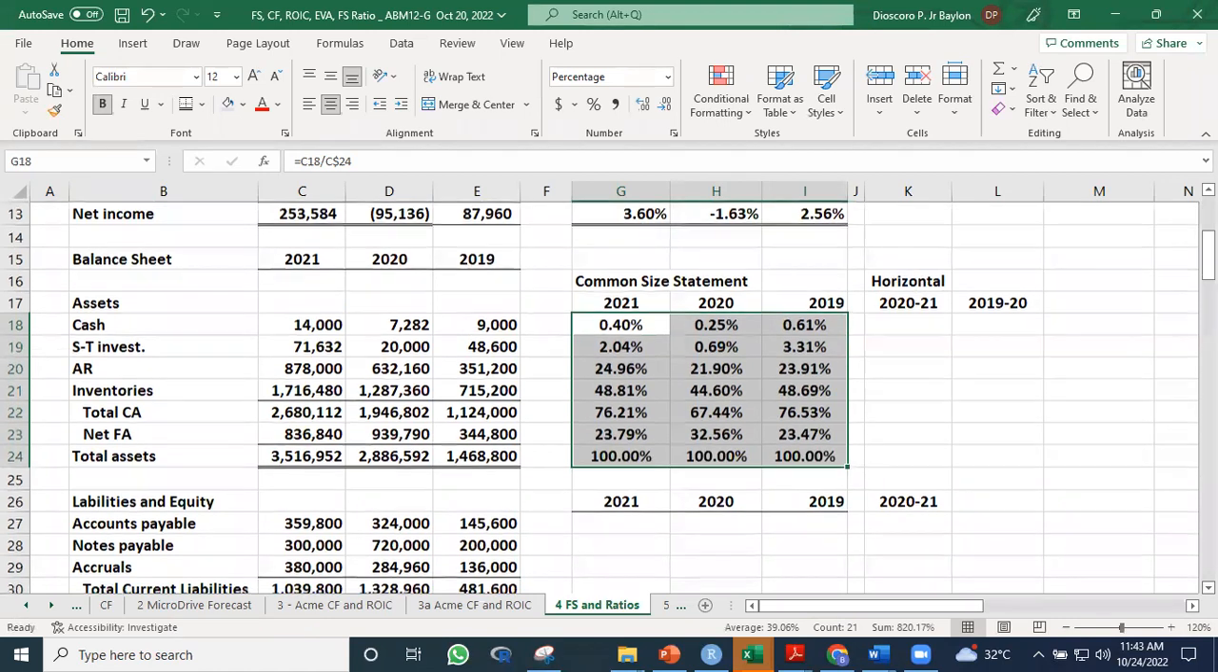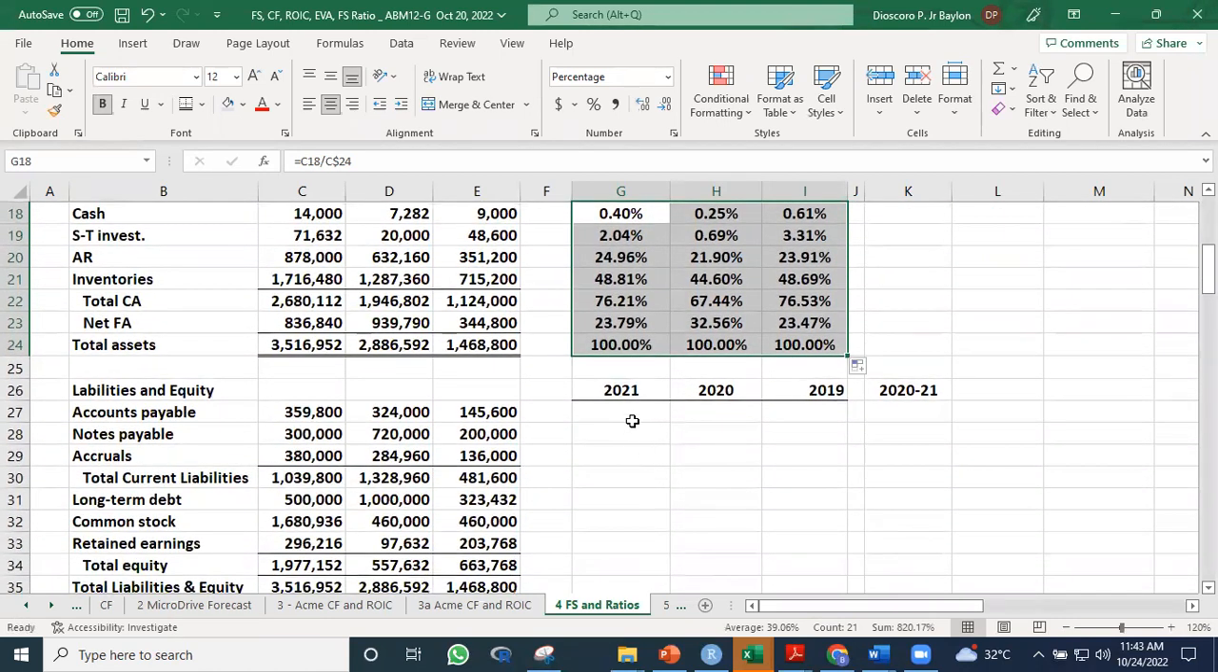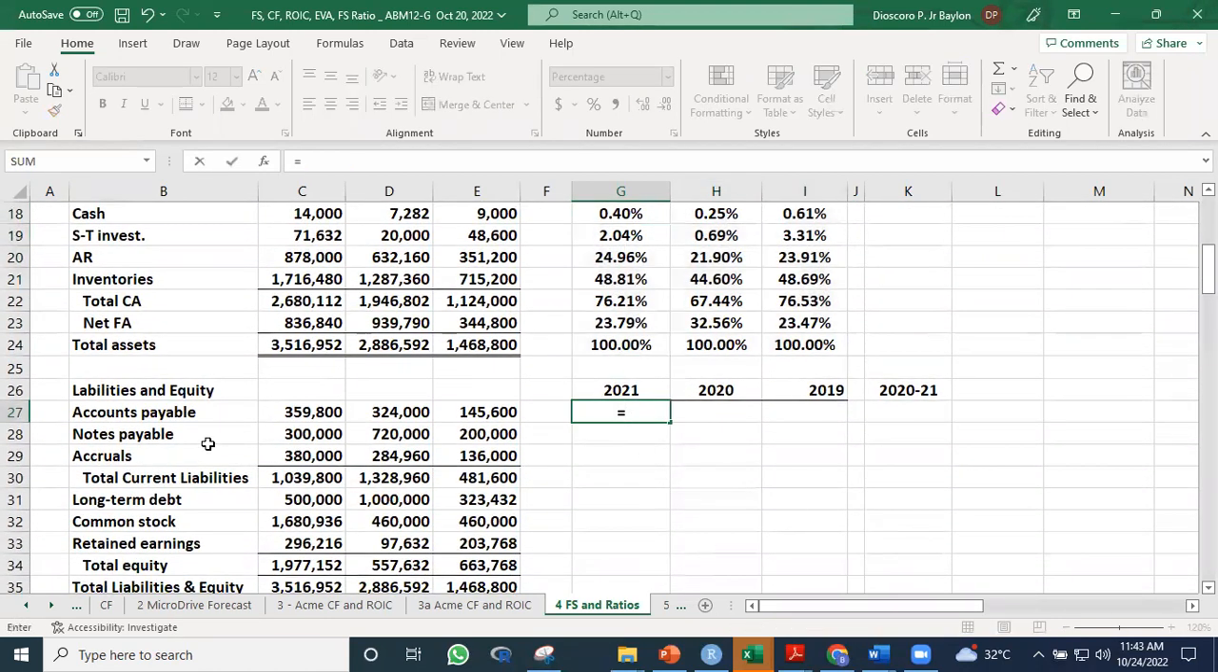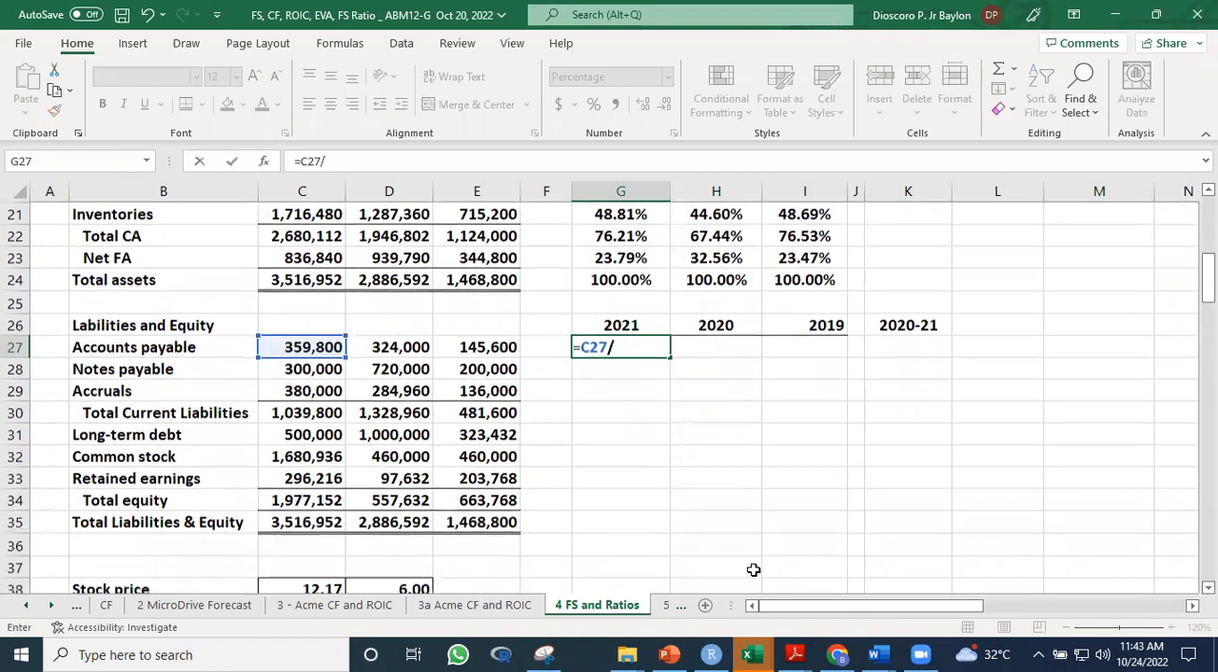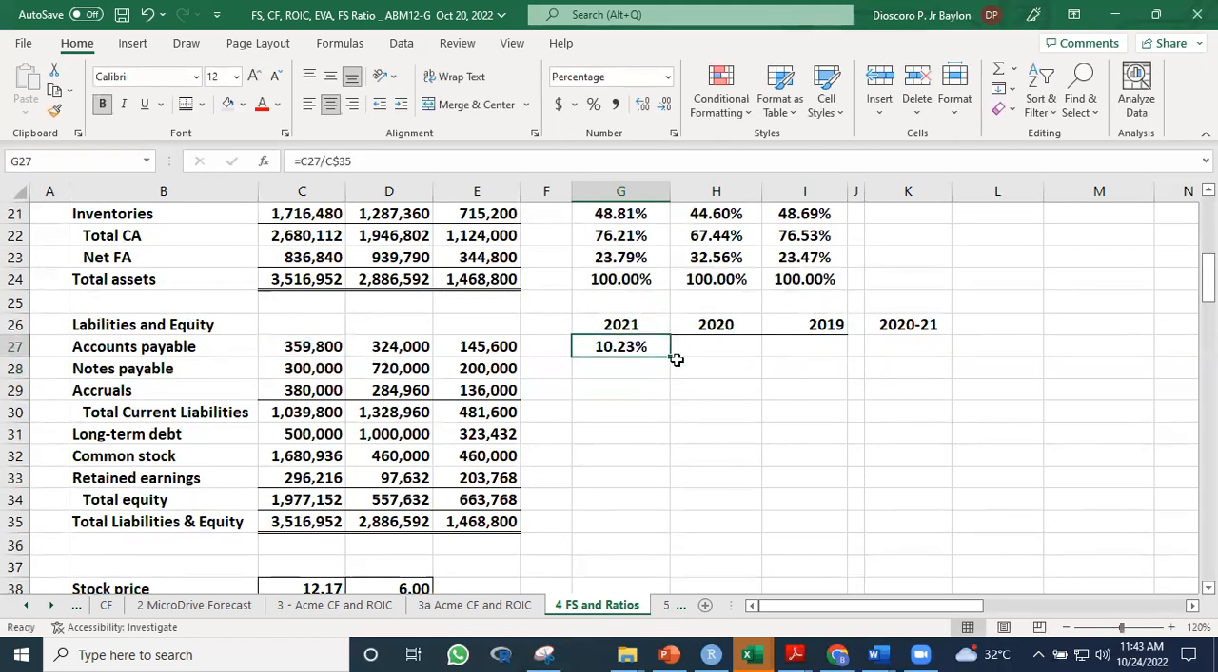Okay. And then for the liabilities and equity, it's equal to the liabilities divided by, you can either use the total assets or the total liabilities and equity. Anyway, they should be the same. F4, another F4, yan. So we're able to compute for the common size statement.